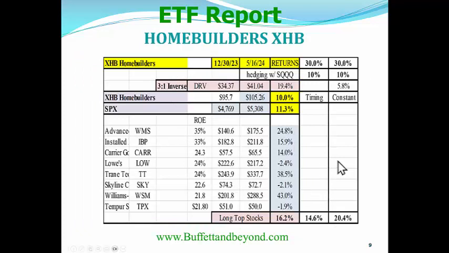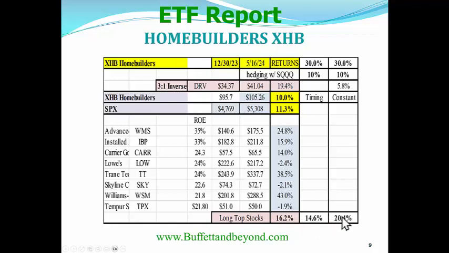The home builders, as we saw, have given us a sell signal, but what have the top stocks in our home builders done? First of all, what did the home builders ETF do? It's up 10%, with the market, the S&P 500, up 11.3%. Our top stocks are up 16.2%. If we're hedged using timing, we're up 14.6%.